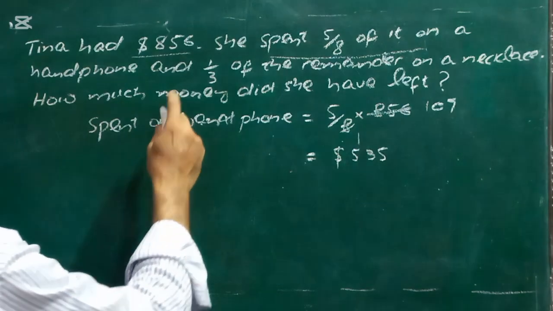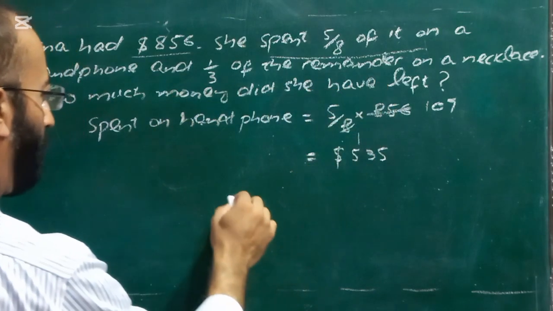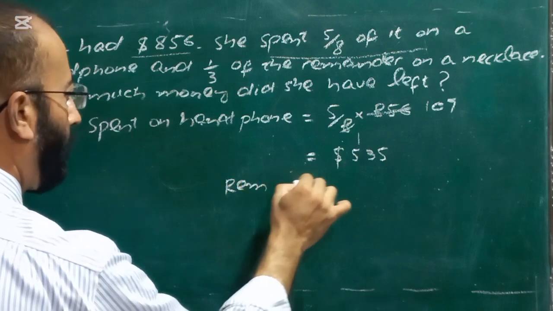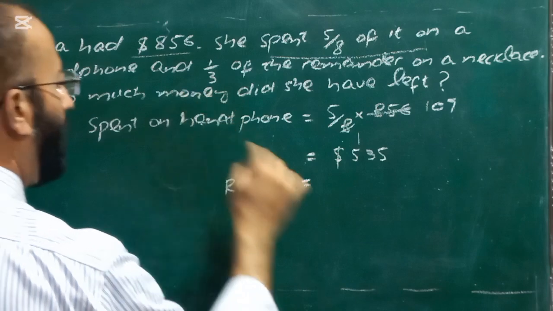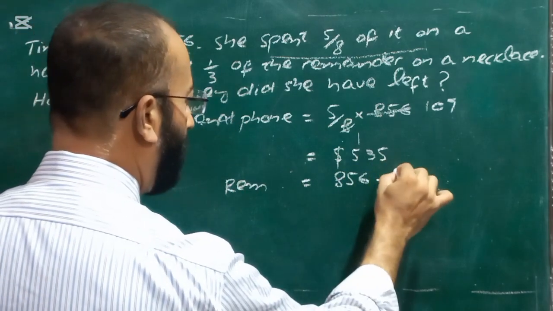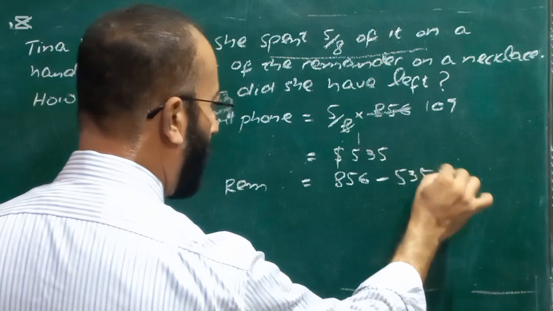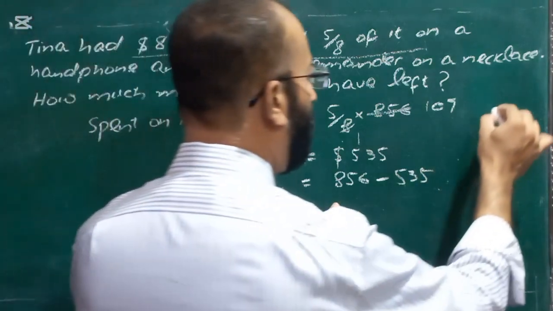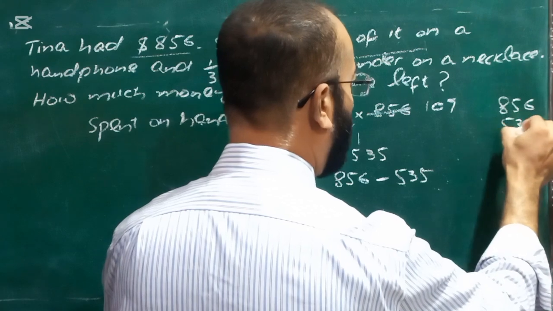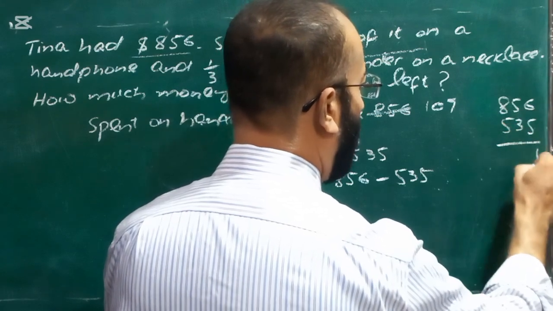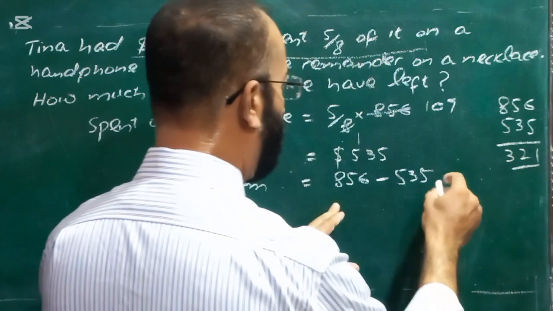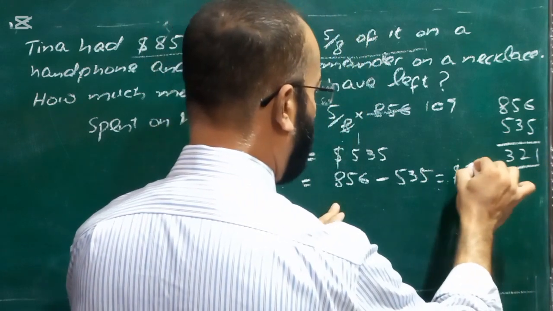Okay, next statement is and 1 by 3 of the remainder. So first we will find the remainder. Remainder will be equal to 856 minus 535. So 856 and 535. 1, 2, and 3. So $321 are left.